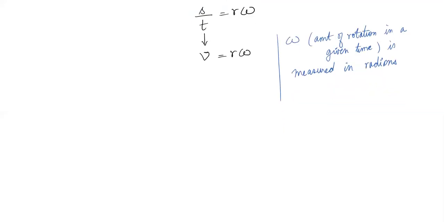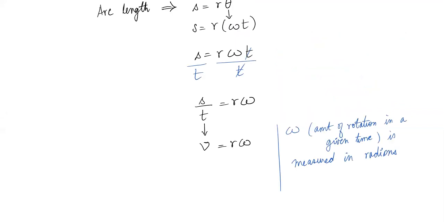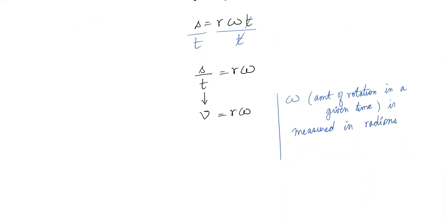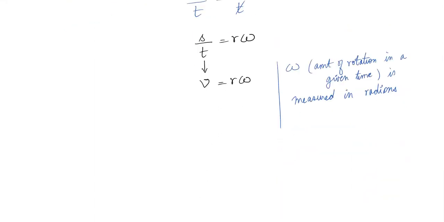All right, just like your S equals R theta, here theta is measured in radians. And omega, which in turn contains theta, right, should also be measured in radians. So that is something we want to make sure that we remember.